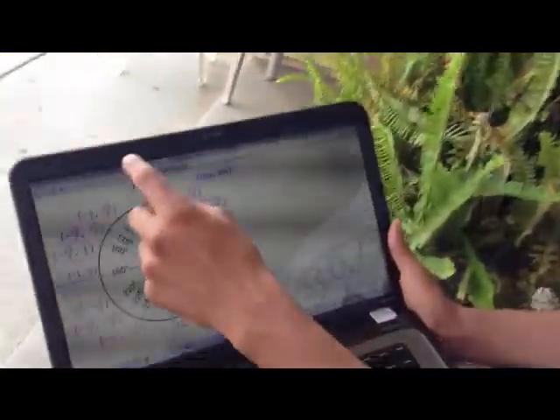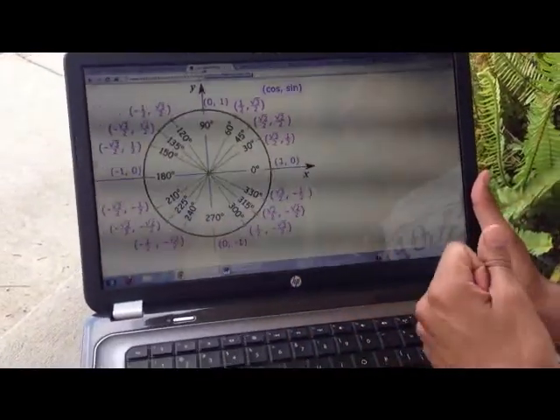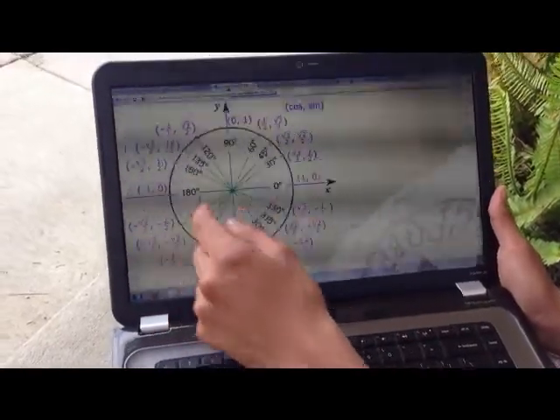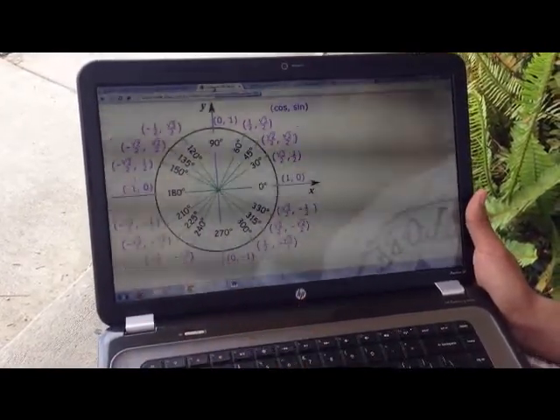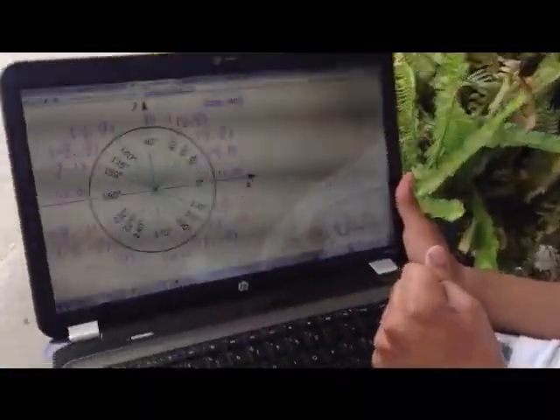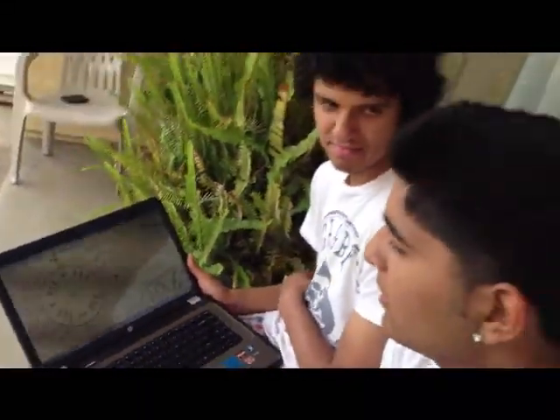Do you get it? Mm-hmm. And the north, east, south, and west is always going to be 0, 1, 1, 0, 0, negative 1, and negative 1, 0, because the radius of the unit circle is always 1. Oh, that makes sense. You get it now? Yes. That's pretty much it, man.